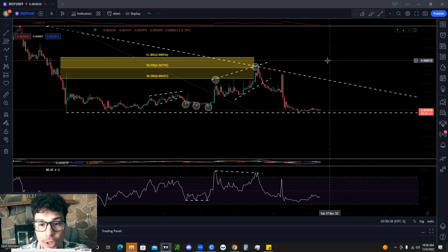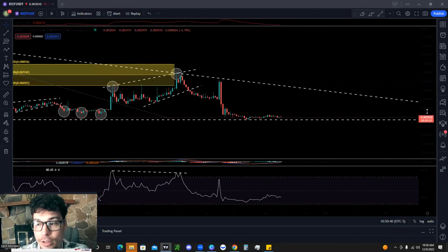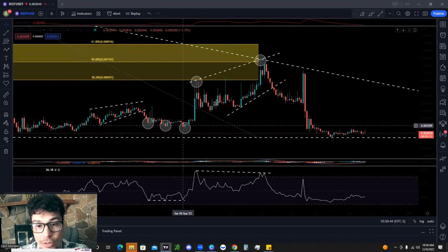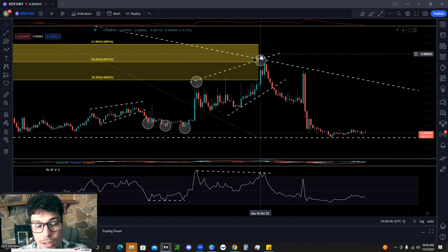So, you can use that. And then on top of that, you can combine. So we see here we're at our 50%. Let's say we got in off of this bullish divergence. We're riding that momentum. Okay.